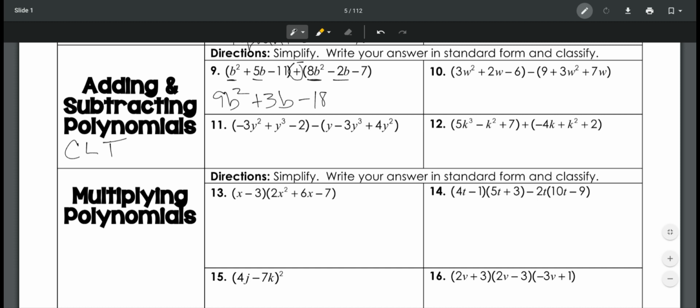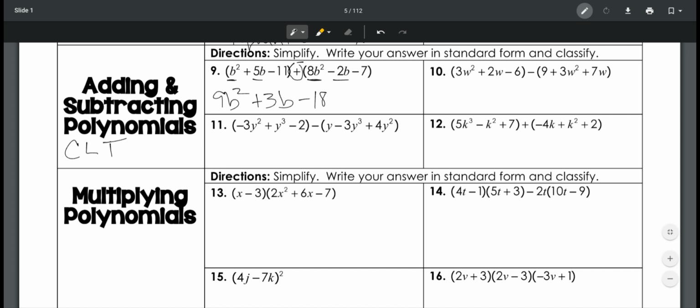Now, that would be the simplified version of the polynomial. You are asked to write it in standard form. If you look, all of my exponents are decreasing. My first term has the biggest exponent, b squared. Then I drop to a b to the first. Then I have my constant term at the very end.